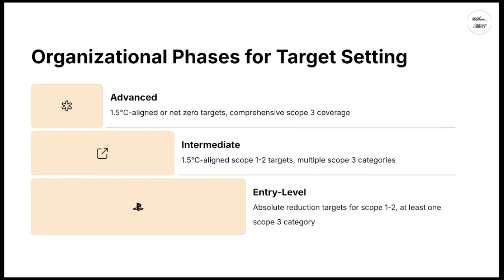In terms of targets, it is again similar. Entry level companies have set absolute reduction targets for scope 1 and 2 emissions, and have also included at least one scope 3 category. In the intermediate phase, organizations have aligned their scope 1 and 2 targets with the 1.5 degree pathway and have expanded to include multiple scope 3 categories. And advanced organizations take a step further. They've set net zero or 1.5 aligned targets across all emission scopes, including scope 3 emissions. These targets typically meet the criteria of initiatives like SBTi and reflect global climate leadership.